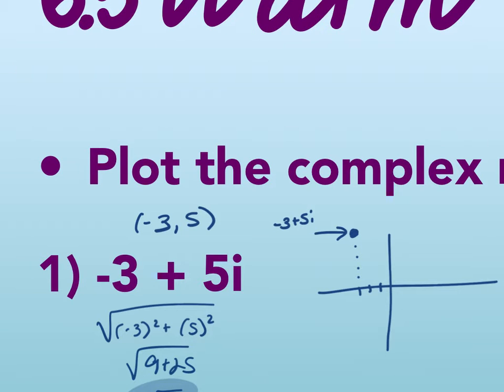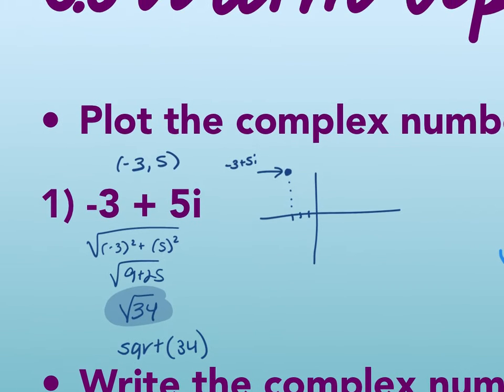Okay, then complex number in trig form. So this is the format it needs to be in at the end. R parentheses, cosine theta plus I sine theta. R is the radius, so square root of a squared plus b squared. And then to find theta, we do inverse tangent of b over a.